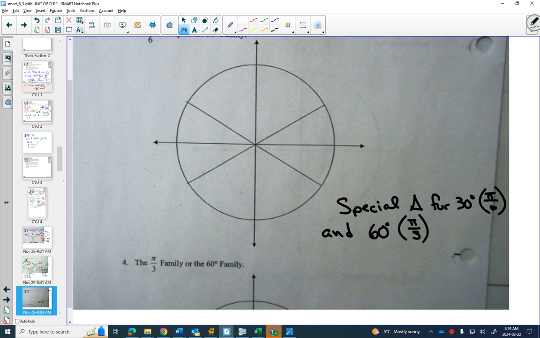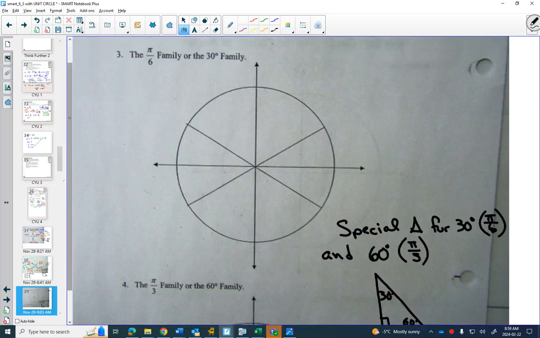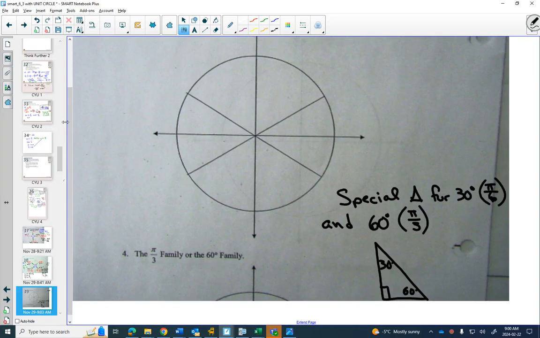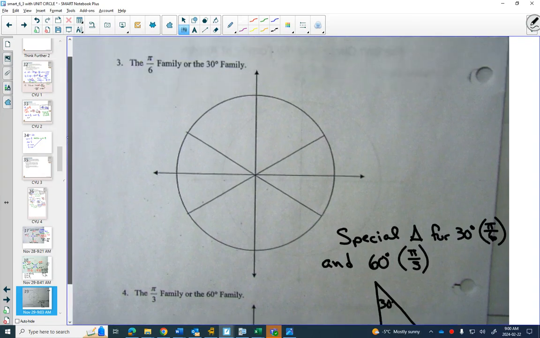And the reason there's a special triangle that's both for 30 degrees and 60 degrees is because if I make a right angle triangle and I label one angle as 60 degrees, the other one has to add up to 180, making this 30 degrees. Inside the brackets is pi over 6 and pi over 3, just like they're up here, pi over 6 family with 30 and pi over 3 family with 60.